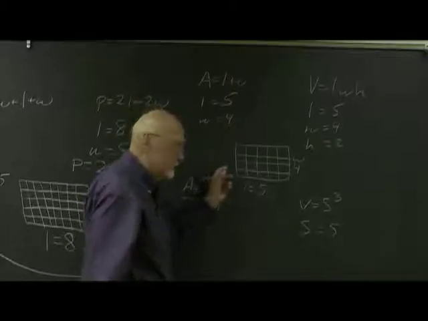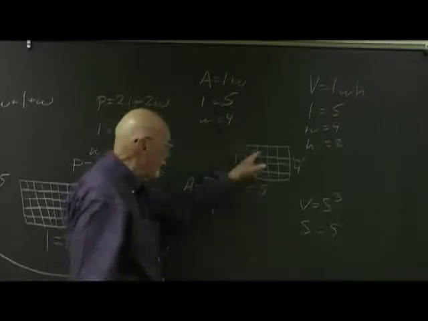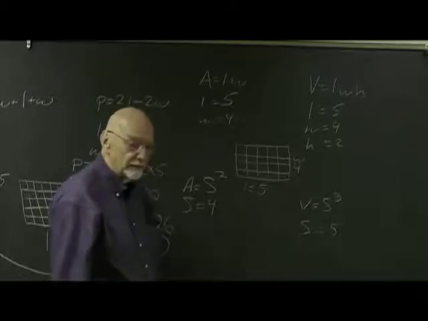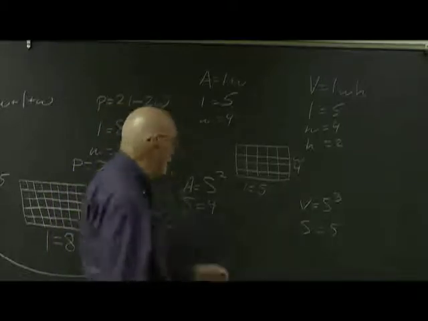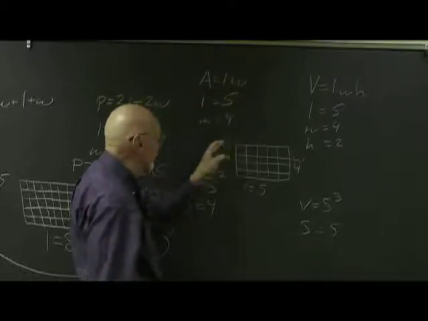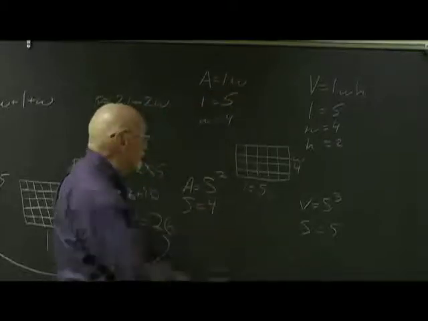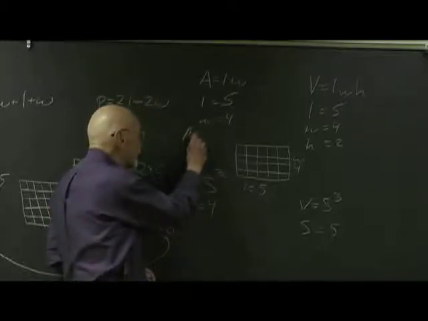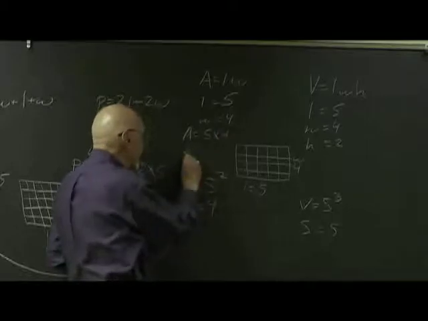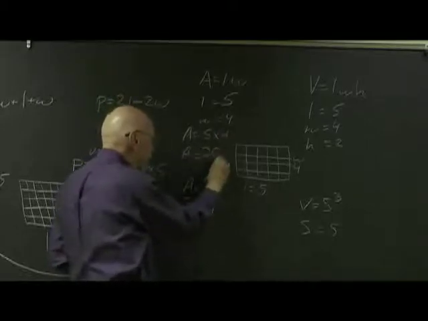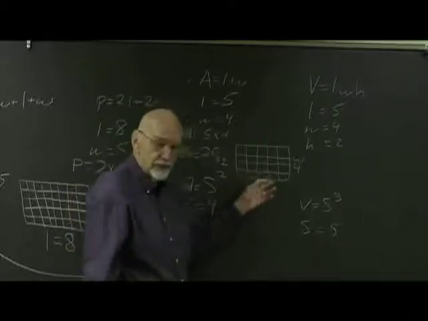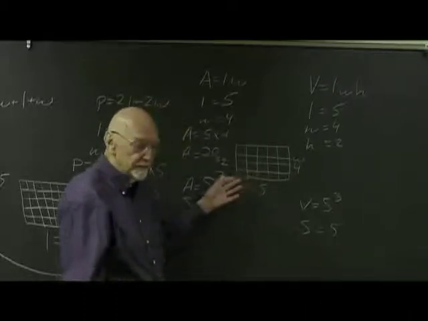And we don't want the distance around. We want how many squares. You can count them, and they'll come out the same as the formula. The formula is length times width. Length is 5, width is 4. Area, therefore, equals 5 times 4. Area equals 20, and that's SQ. Square units. They could be inches, feet, yards, centimeters.